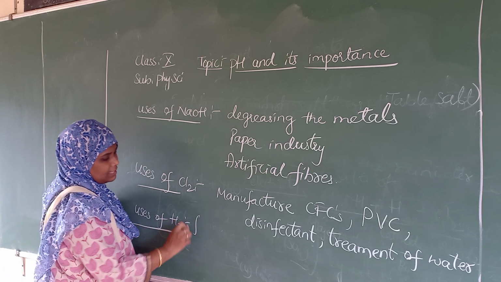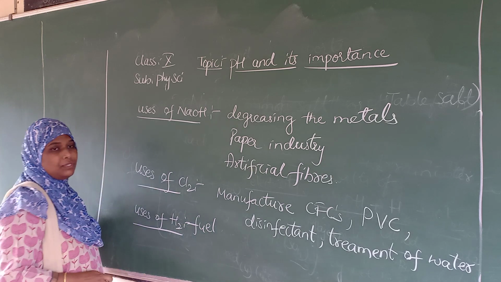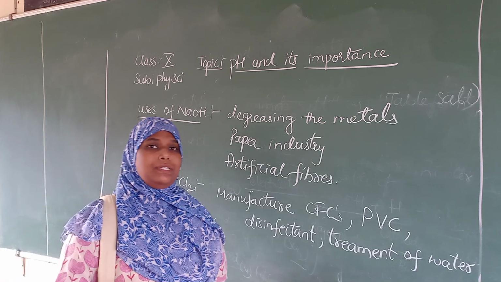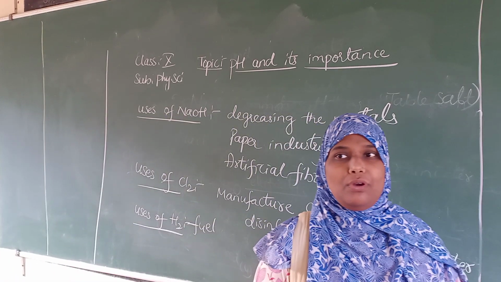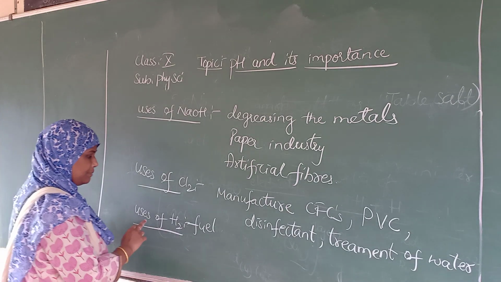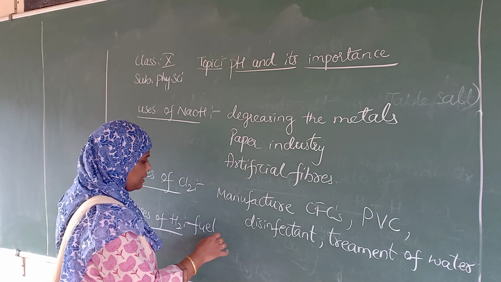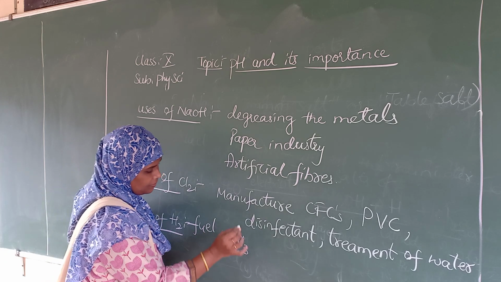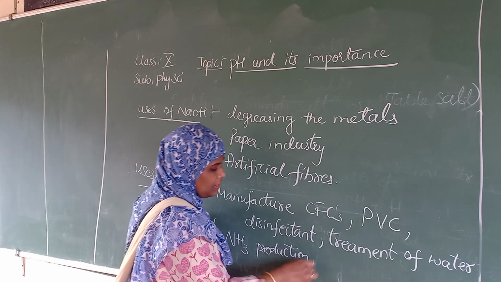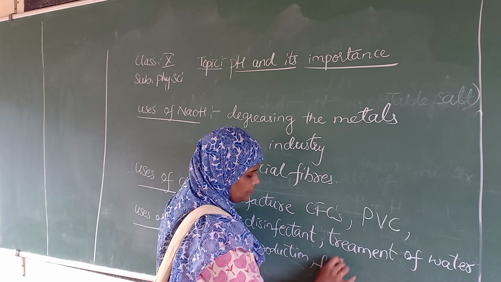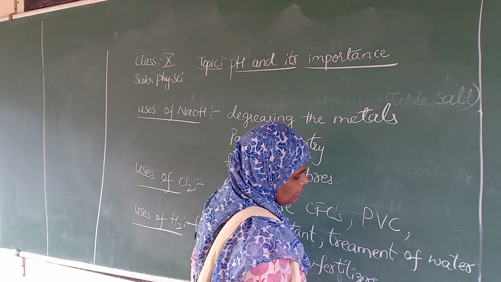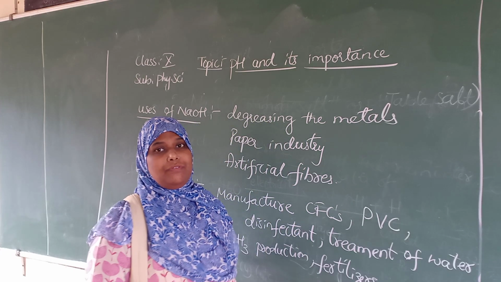Hydrogen is used as a fuel. So we also call it the hydrogen fuel economy. Hydrogen is a gas which undergoes combustion and produces a large amount of heat, therefore it can be used as a fuel. It is used for the production of ammonia, NH3 production, as well as for the preparation of fertilizers, as well as for the preparation of margarine.